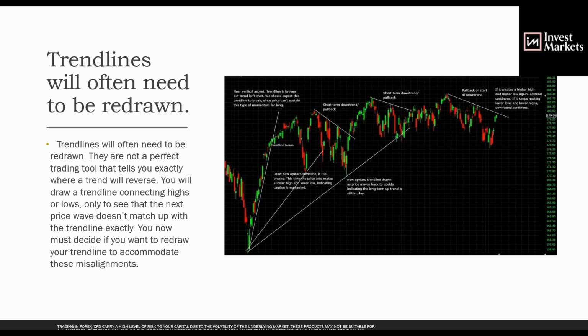Now, trend lines will often need to be redrawn. They are not a perfect trading tool that tells you exactly where the trend will reverse. You would draw a trend line connecting highs or lows, only to see that the next price wave doesn't match up with the trend line exactly. You now must decide if you want to redraw your trend line to accommodate those misalignments. Have you noticed on the chart, we have lots of them.